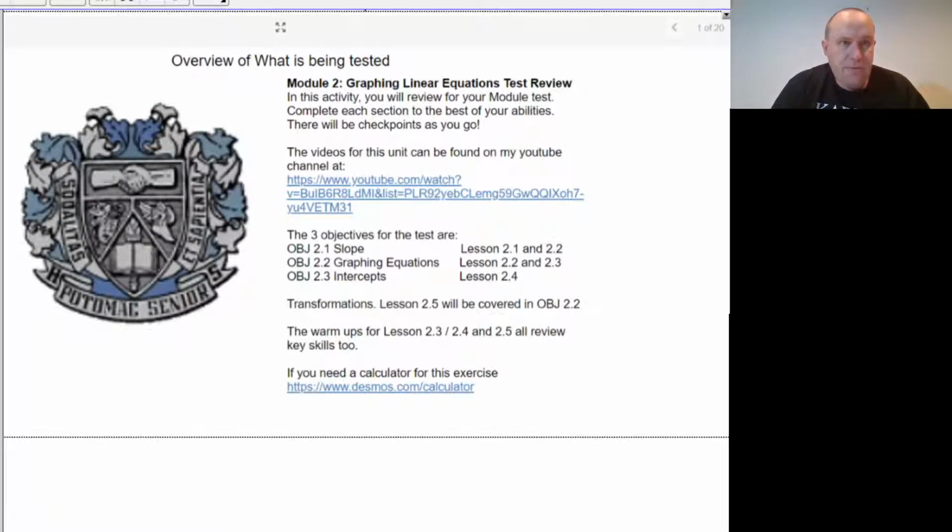This is the test review for Module 2. We're going to look at 2.1. We're going to focus on slope here.